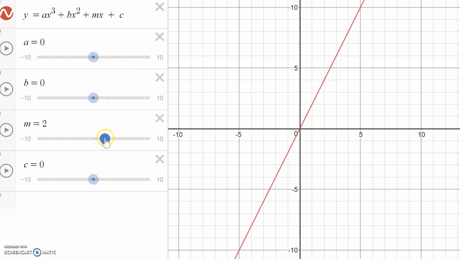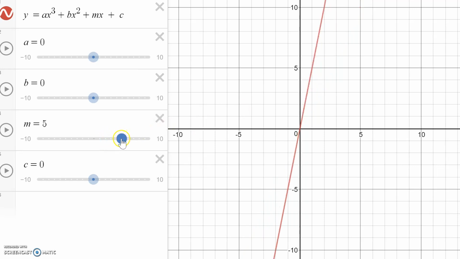What if we make m 5? That will be the equation y equals 5x. Well, this time, when x goes up by 1, y goes up a massive 5. We've got a really steep line. This gradient's 5. Okay, we'll do 10. y equals 10x. It's now really steep. When x goes up by 1, y's gone up 10.